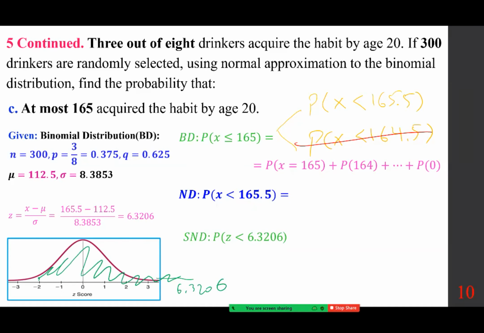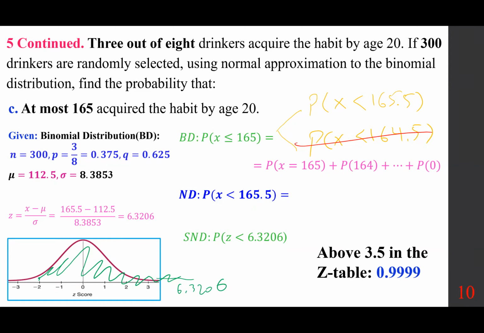And by the way, this is almost 100%. Because remember, if you go 3 standard deviations on each side, it covers 99.7%. So as far as the table is concerned, and again, you can use the technology, of course, anything above 3.5 in the Z table shows this number, 0 point, and then 4 nines, which is obviously very close to 1.